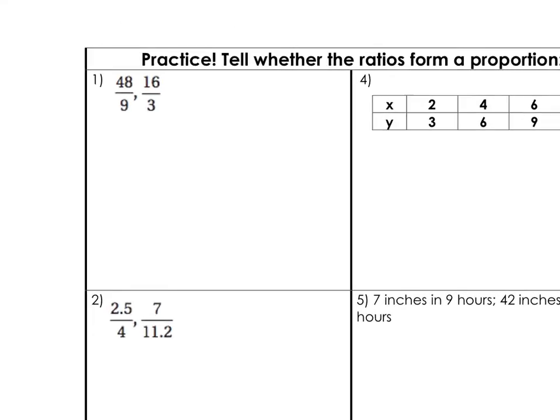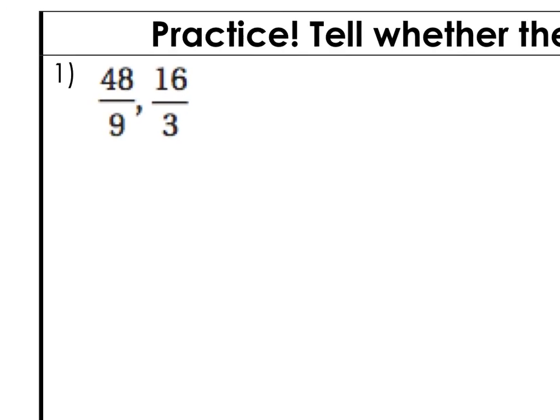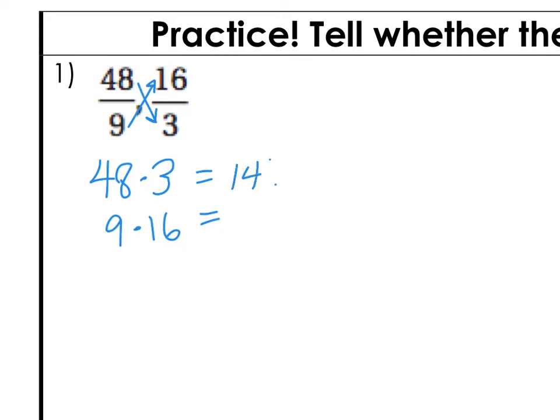Okay, your homework has a lot of problems like this one, where it just gives you 2 fractions. All you need to do is multiply diagonally. So you do 48 times 3 and 9 times 16. And you're allowed to use a calculator on these. So 48 times 3, type that in, you get 144. And 9 times 16, you also get 144. So those 2 are equal, so yes, they are proportional.